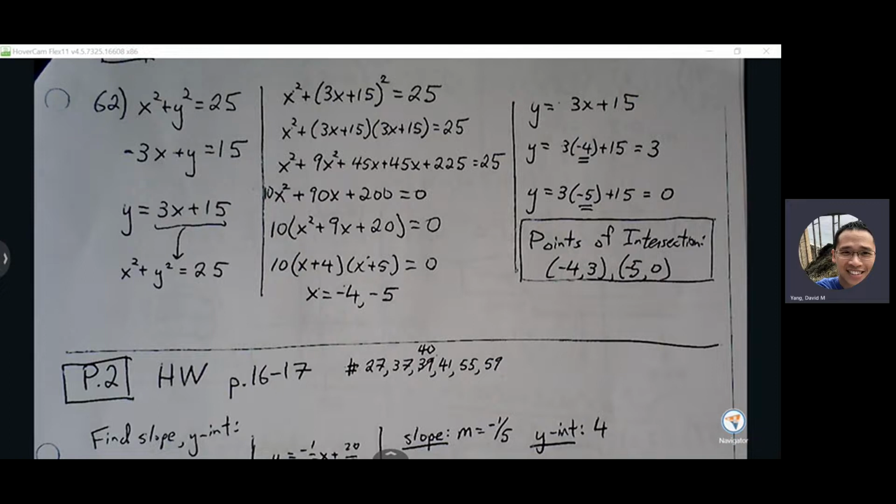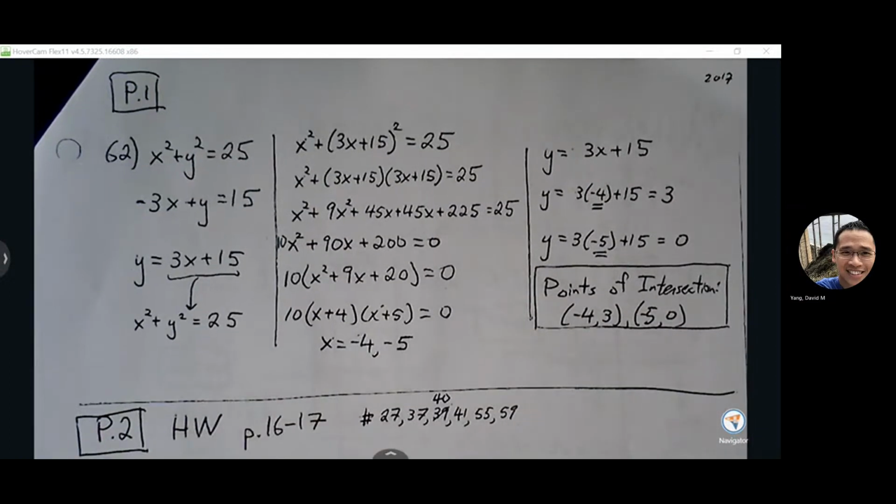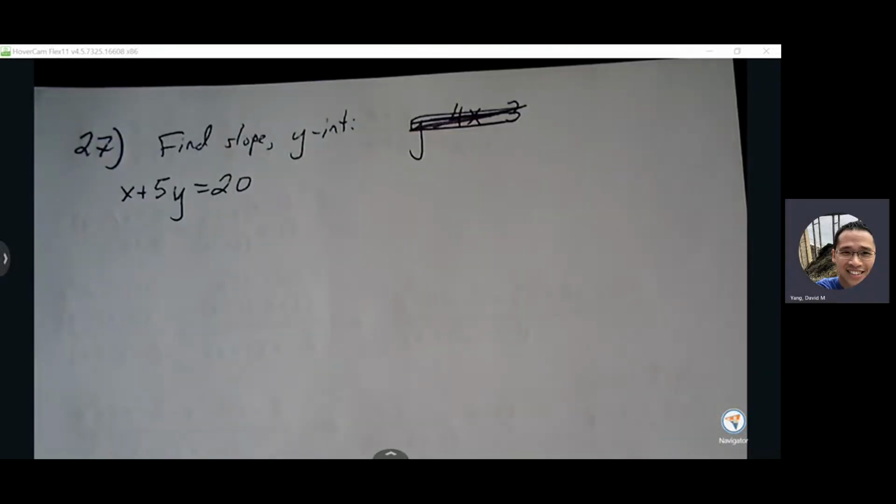Any questions from P1? So now moving on to P2, you've got to flip over to the next printed photocopy sheet. Go to P2, which is page 16, 17, and I'm going to start working through these problems here.